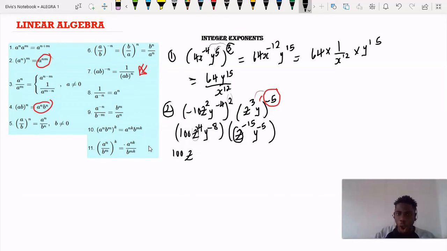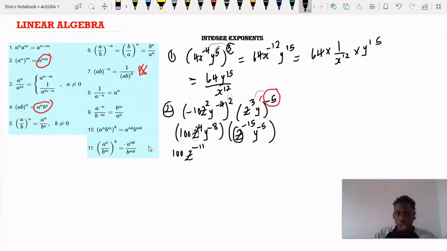So this is going to be 4 plus minus negative 5. So this is basically 4 minus 15. Okay? So this is 4 plus negative 15. It's going to give us 4 minus 15. So 4 minus 15, this is going to give us negative 11.